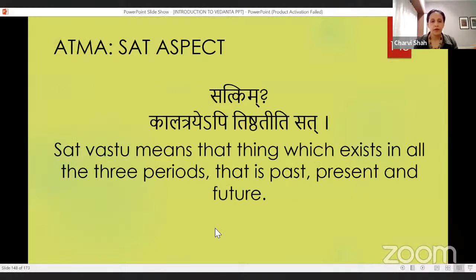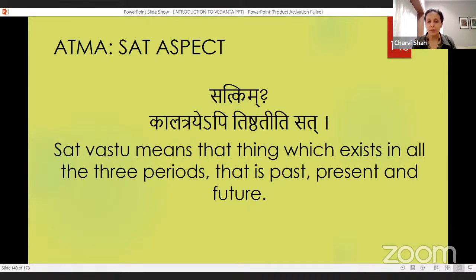So what is meant by absolutely real? Shastra says that absolutely real means something which is permanent. There are two conditions for something to be absolutely real. The first condition is that it has to be permanent. This is how Tattva Bodha defines Sat. Tattva Bodha says Sat Kim.